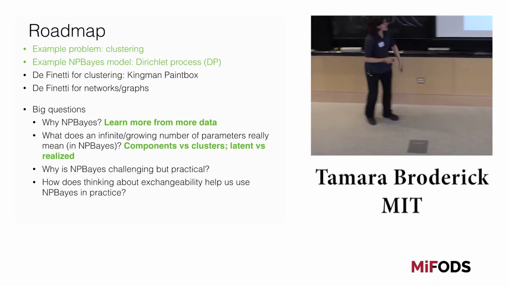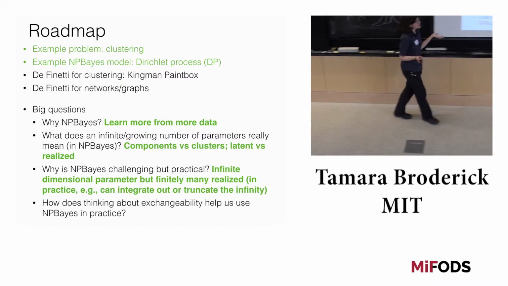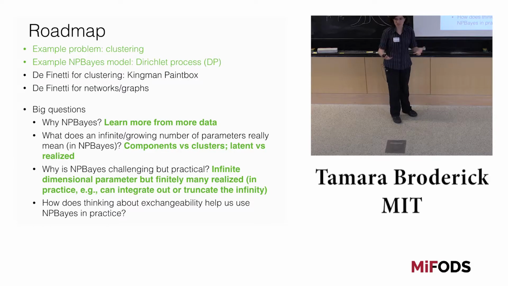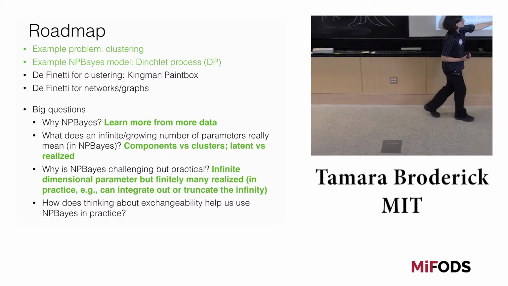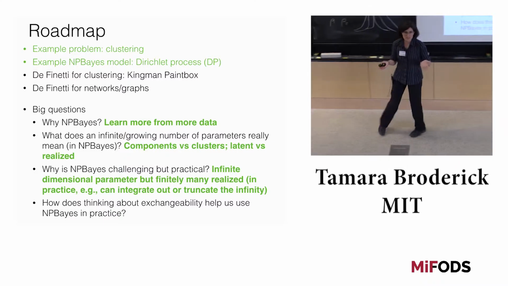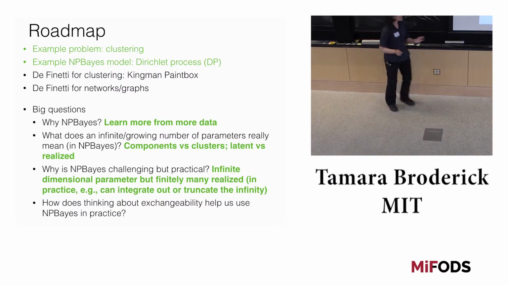Okay, and why is nonparametric Bayes challenging but practical? It's challenging because we have an infinite dimensional parameter. We can't store that in memory. You can't update that in finite time. That's hard to work with, even just in terms of making models. But only finitely many of our parameters are actually realized, and that's what makes this practical to use. A lot of the samplers, or in general, posterior approximation methods, have the same intuition that our generative model did, that somehow you can integrate out the infinity. You can also do things like truncate. It's a different choice. But you can do this exactly with integrating out.